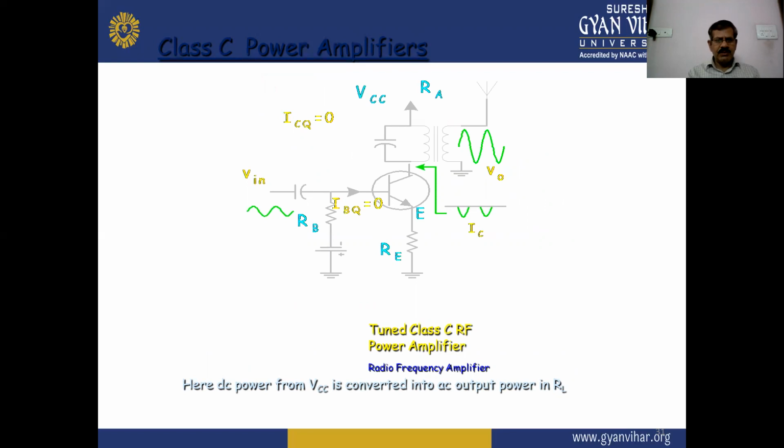Here also DC power from V_CC is converted into AC output power. This is a tuned class C RF power amplifier, or radio frequency amplifier, given in this circuit diagram.